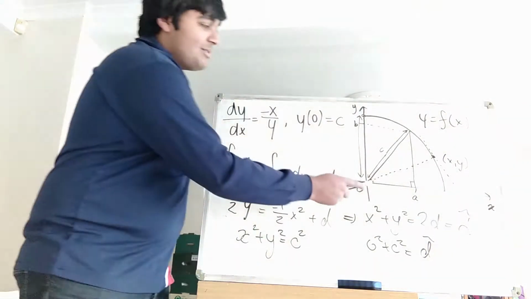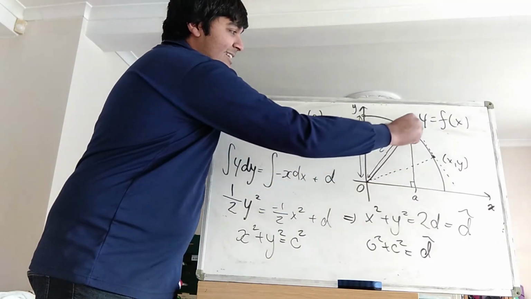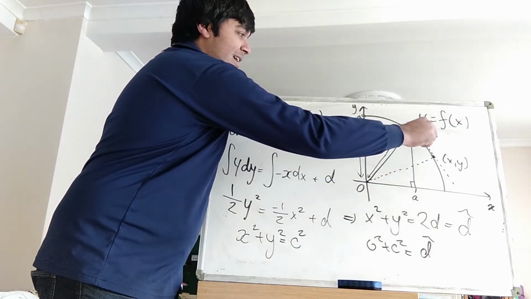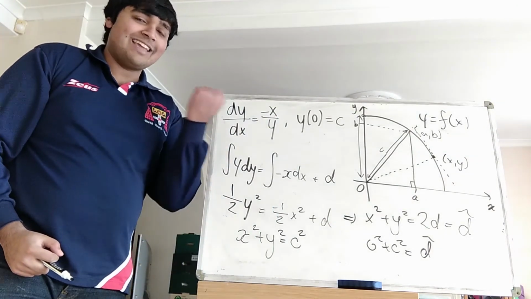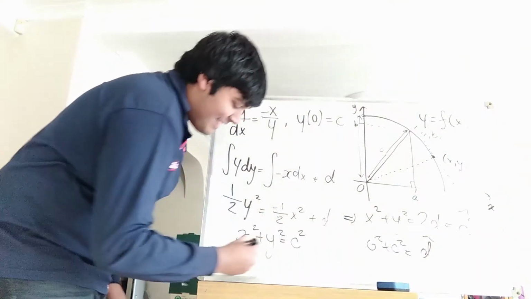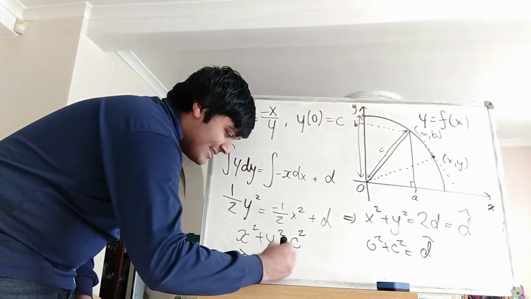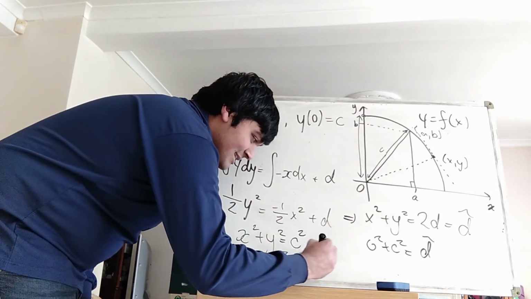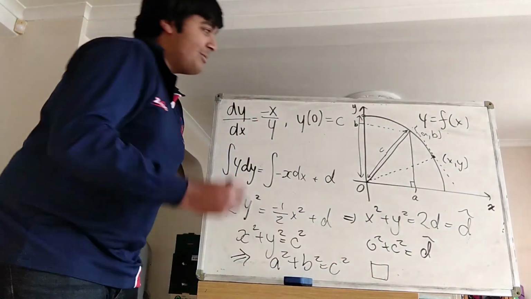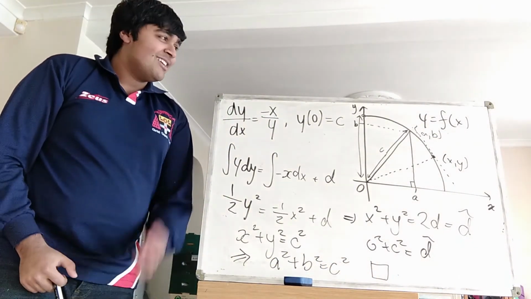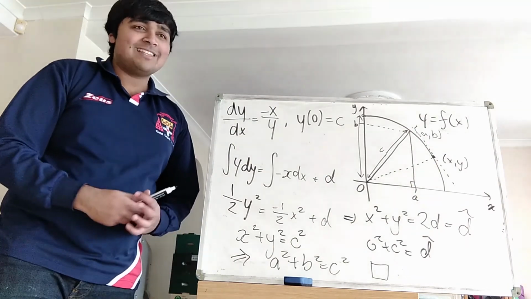And now the thing to notice is that the point here, which is AB, certainly lies on my circle. So I can just plug in x equals a and y equals b, and then that concludes Pythagoras' theorem. So a squared plus b squared equals c squared. And that is the end of the proof for Pythagoras' theorem. A cool non-standard proof to Pythagoras' theorem.